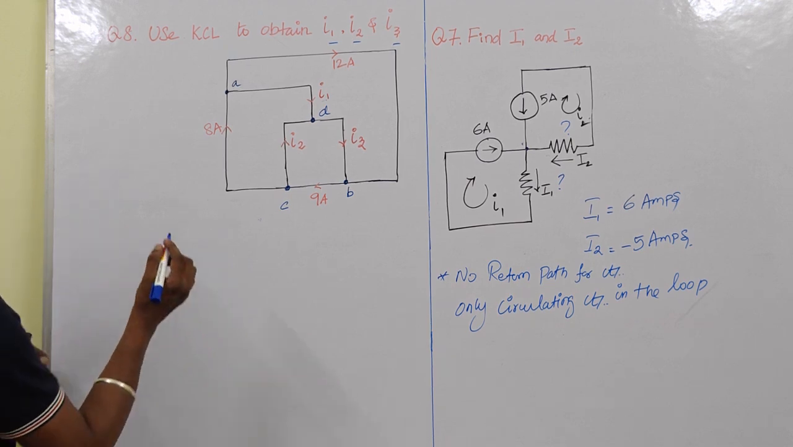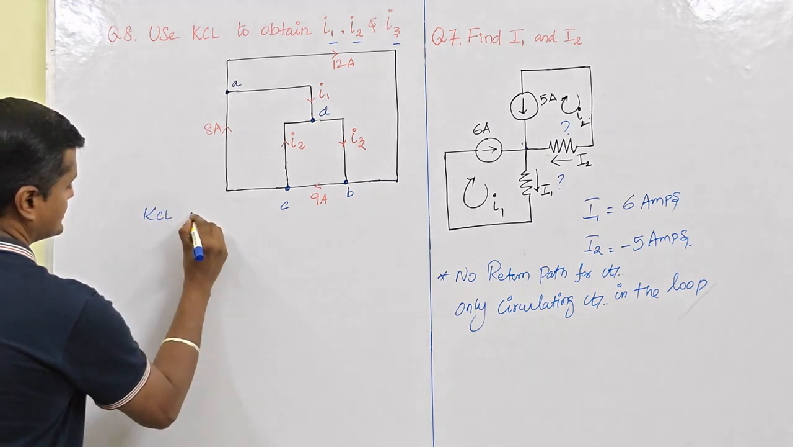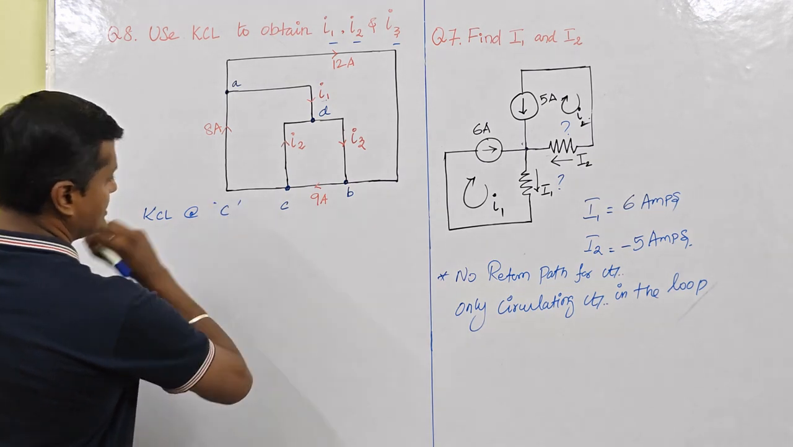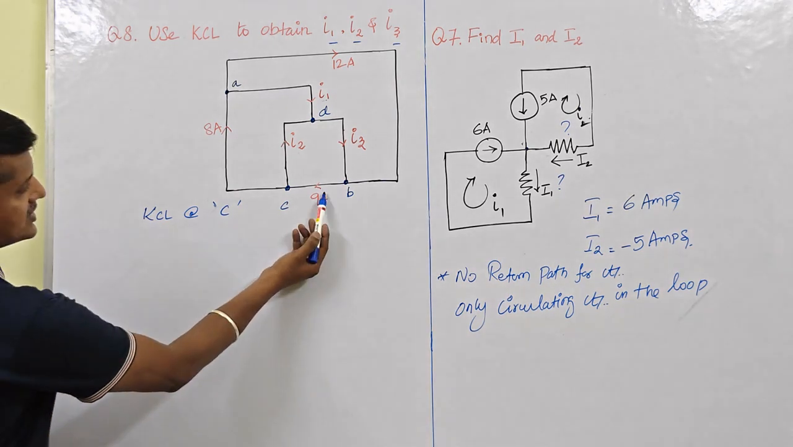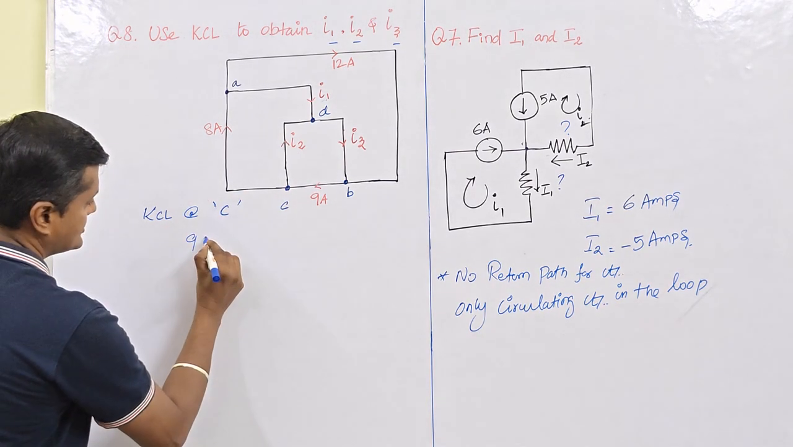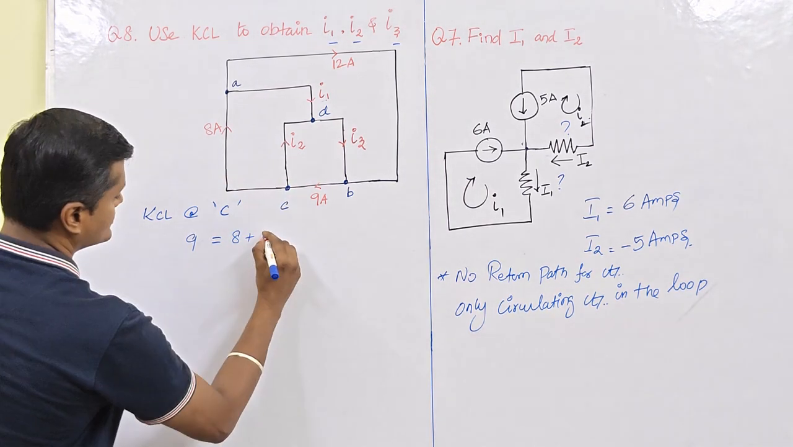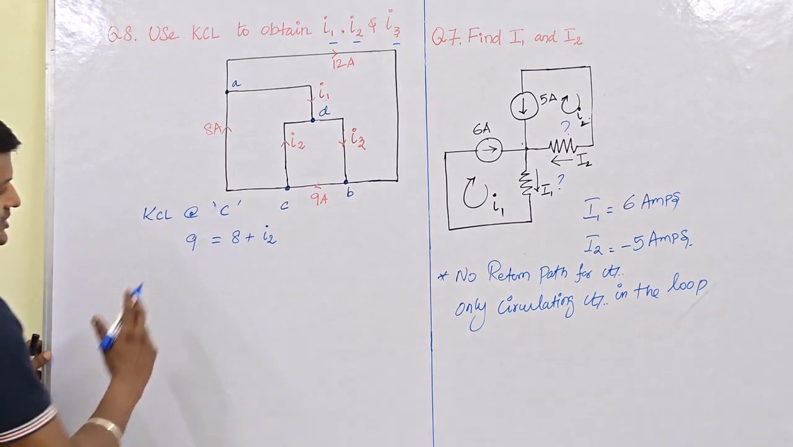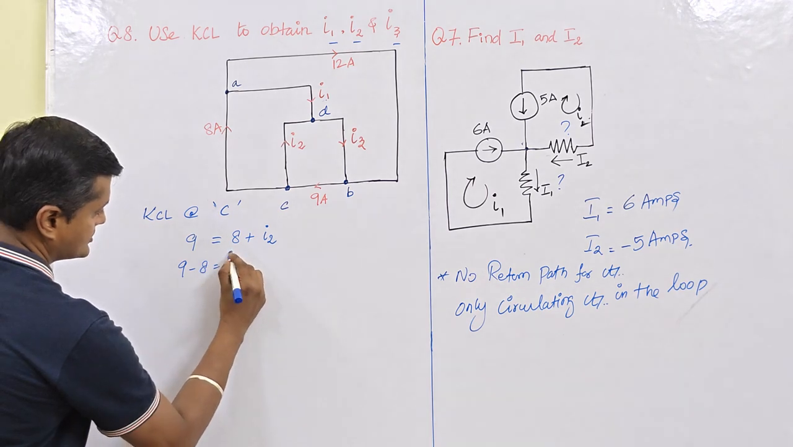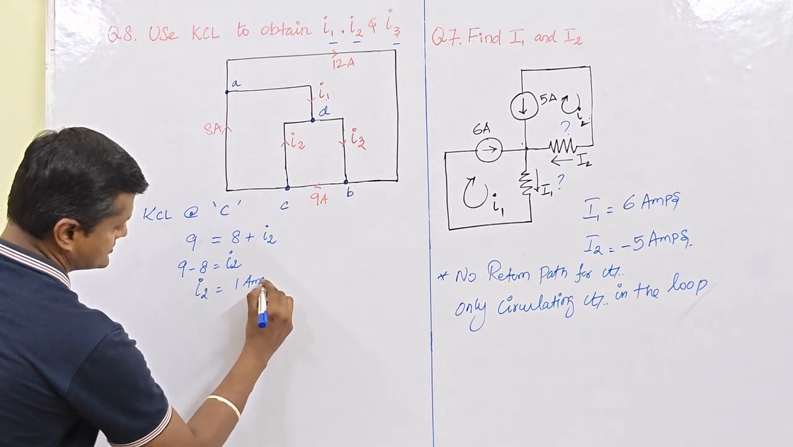Next, let's start applying. First, KCL at node C. We have to apply KCL at node C. Here 9 is the incoming current, and I2 and 8 amps are outgoing currents. So incoming current 9 is equal to outgoing 8 plus I2, right? So what is the value of I2? 9 minus 8 equals I2, so I2 is equal to 1 amp.